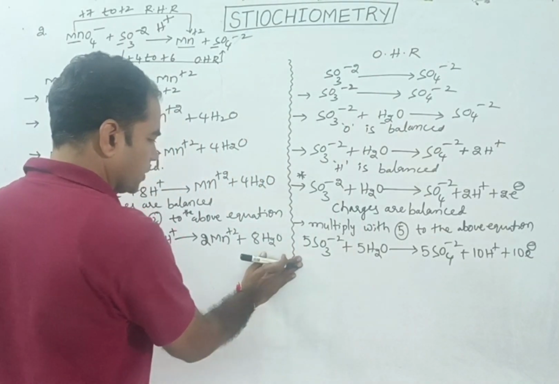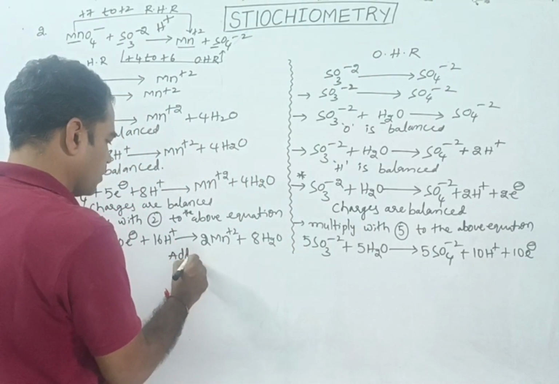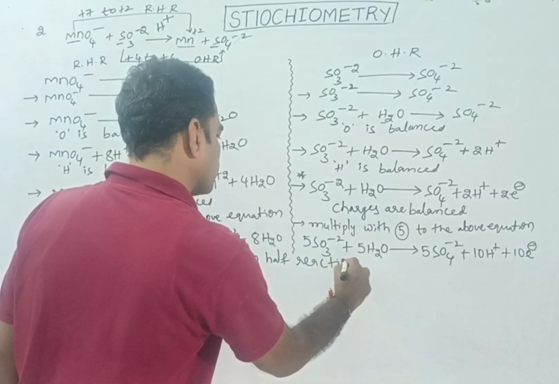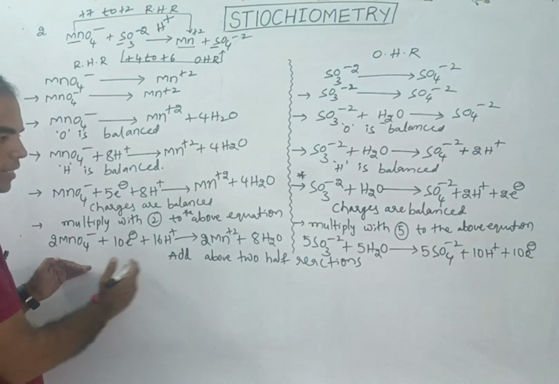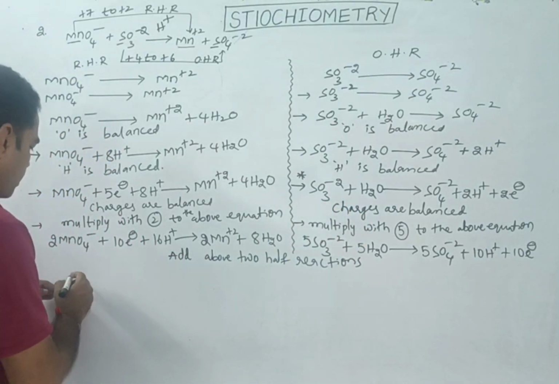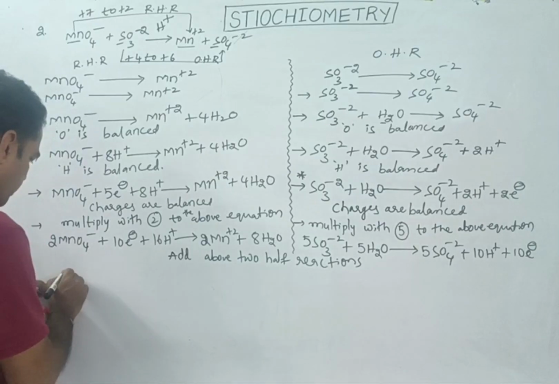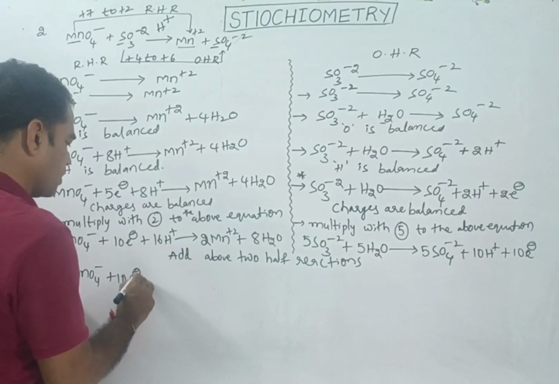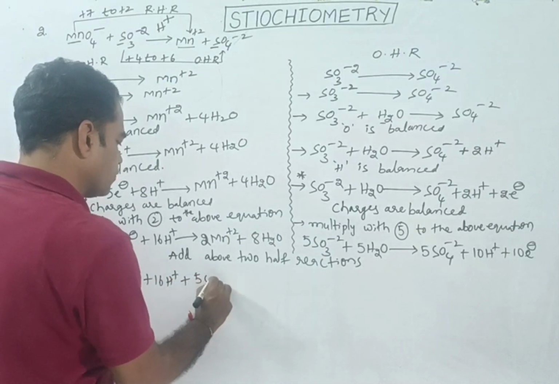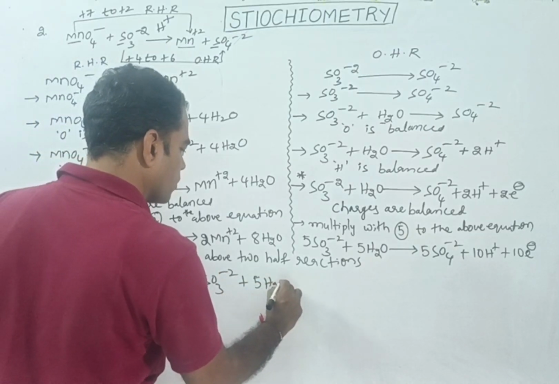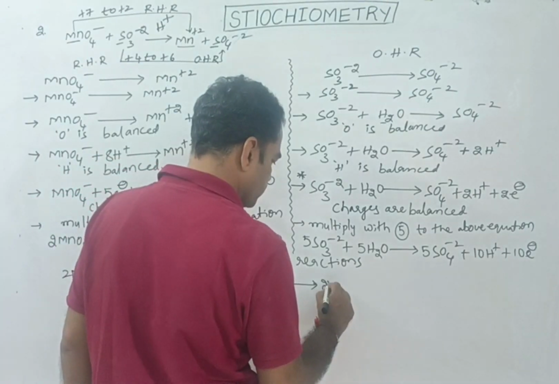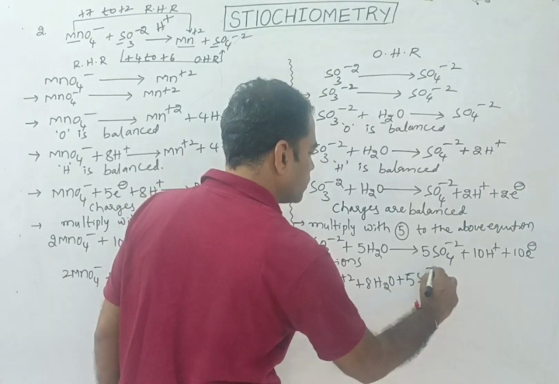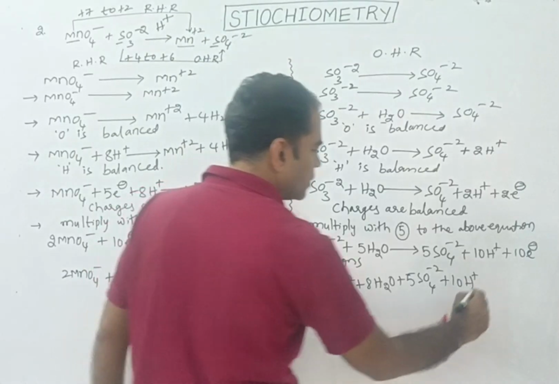Now adding the above two half reactions. Reactants are represented on the left side and all products on the right side. 2MnO4⁻ + 10 electrons + 16H⁺ + 5SO3²⁻ + 5H2O gives rise to 2Mn²⁺ + 8H2O + 5SO4²⁻ + 10H⁺ + 10 electrons.